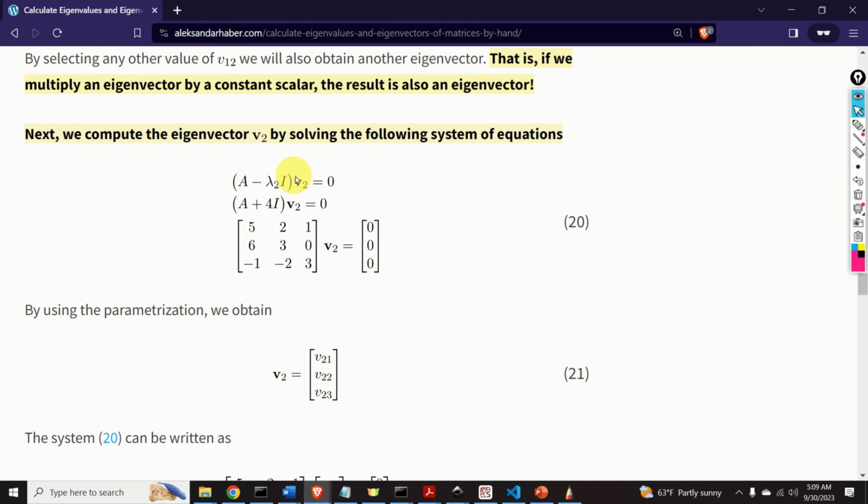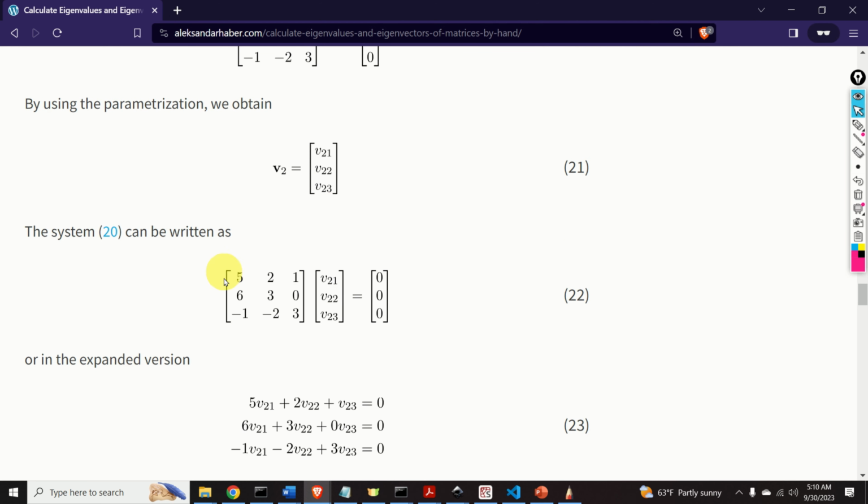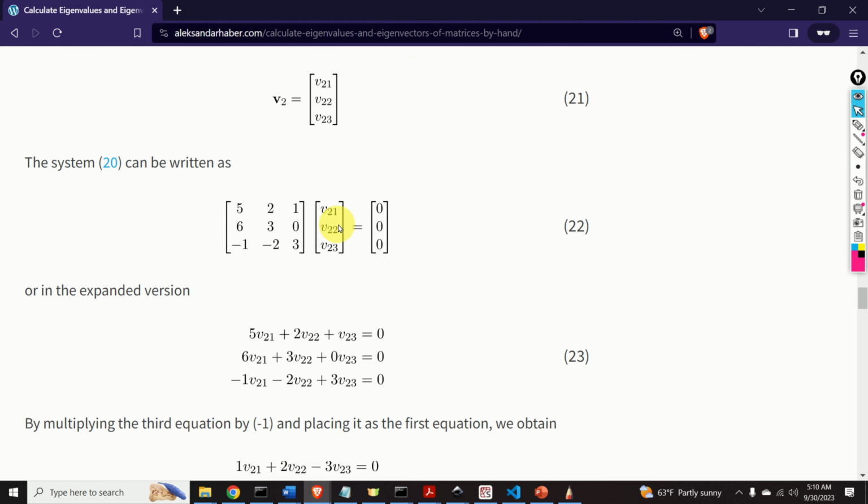We form the system of equations and we substitute lambda 2. Lambda 2 is equal to minus 4 and the expression has this form. Then we substitute the matrix A, identity matrix, and we obtain this expression. Next, let's parameterize the vector v2. We can express the vector v2 like this. By combining this expression and this expression, we finally obtain this system of equations. And this system of equations can be expanded. Let's solve this system of equations.